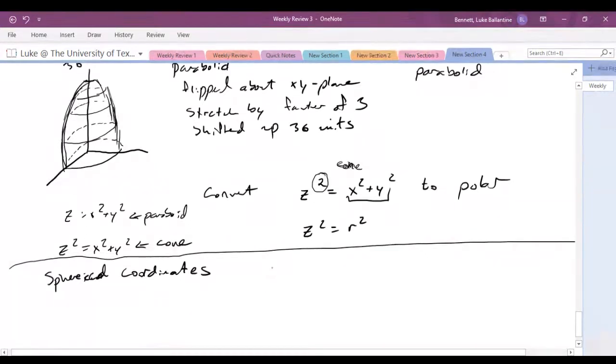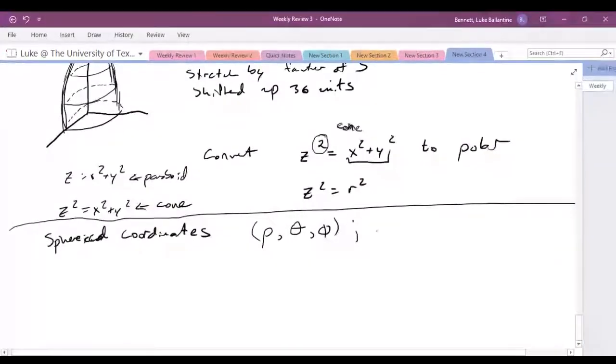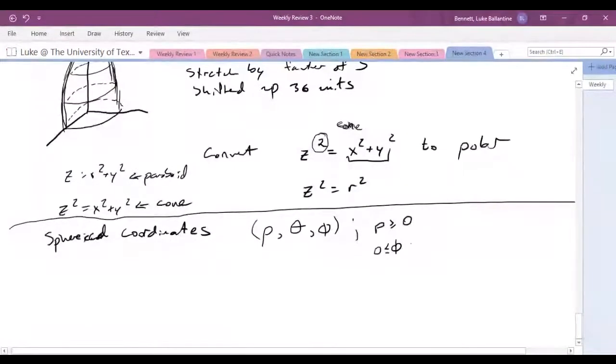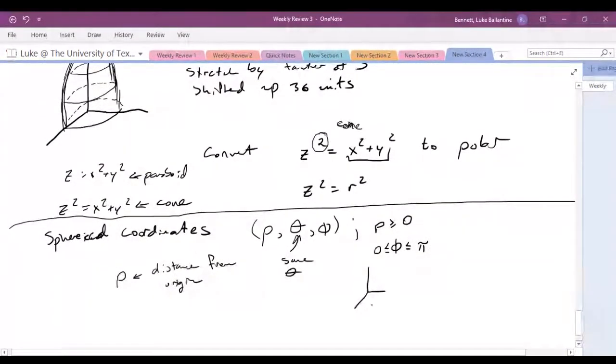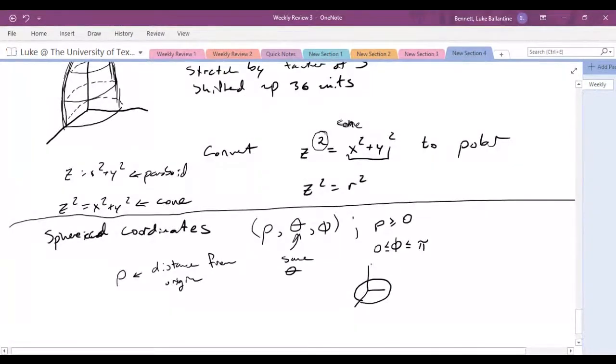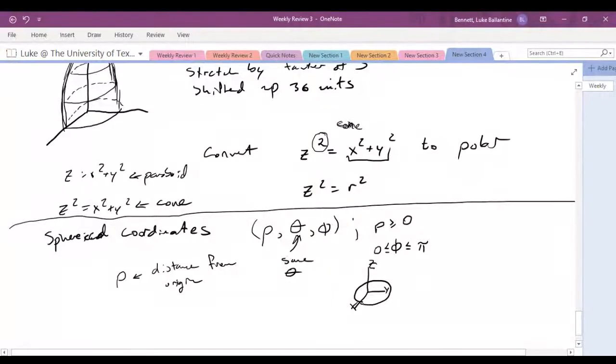A point in spherical coordinates is rho, theta, phi, where rho, the Greek letter rho, is greater than or equal to 0, and phi lies between 0 and pi. Now, what do these symbols mean? Well, rho is analogous to r in cylindrical. It's the distance from the origin. Theta is the same theta as cylindrical. It's the measure from the positive x-axis around. Right, this is z, this is x, this is y. From the positive x-axis going around, that's what theta is.